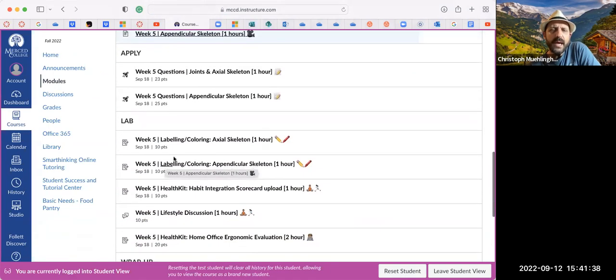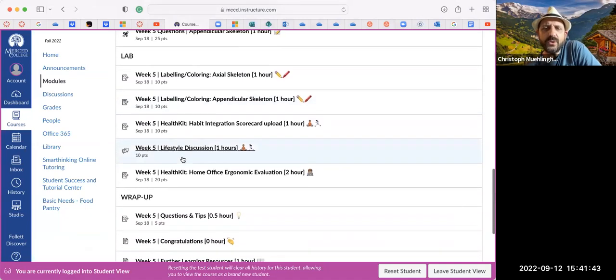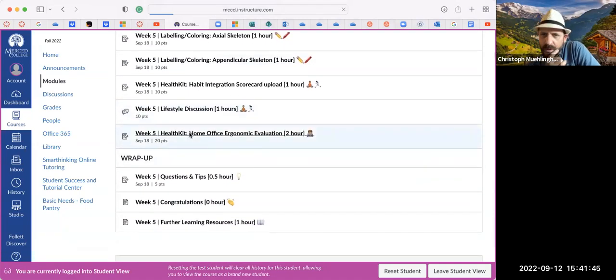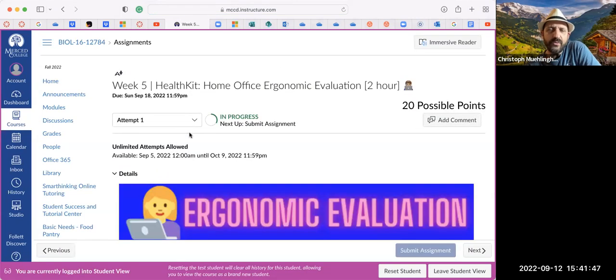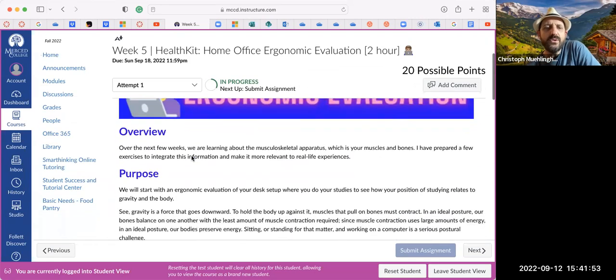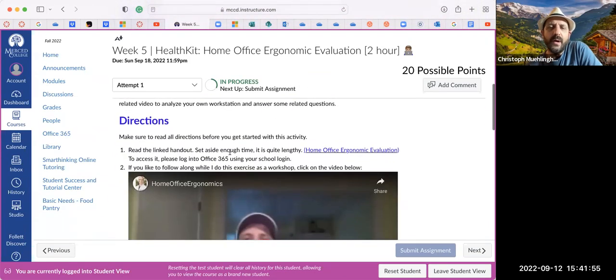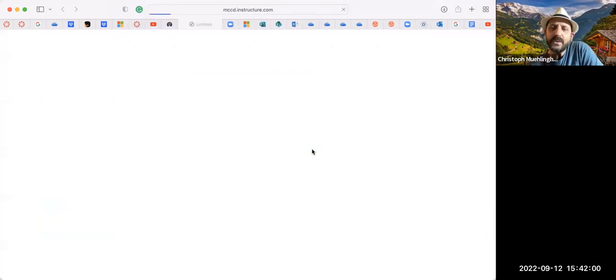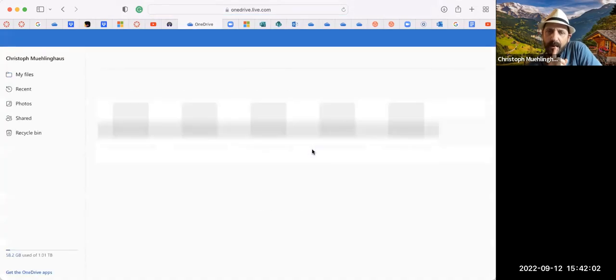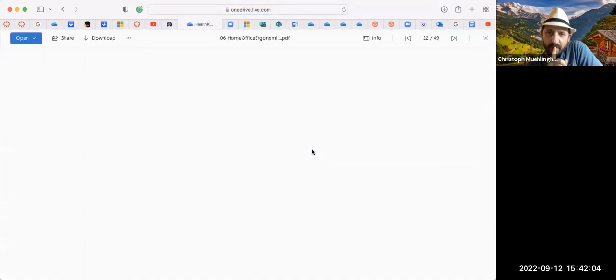All the anatomy lessons have this stuff with them, labeling and coloring. And then here we also have the home ergonomic exercise, a health kit integration exercise. What we want to do with this one is have a link here to a handout, and that handout looks at our workstation.